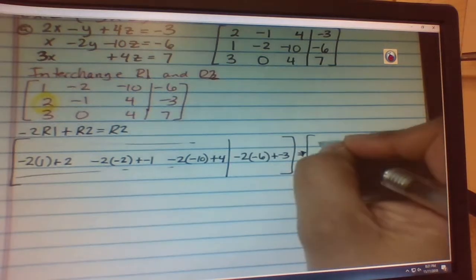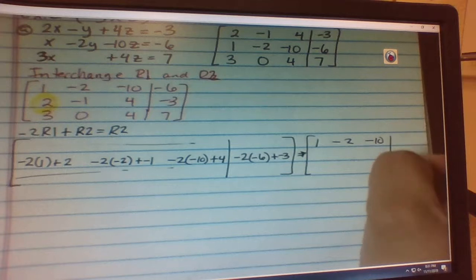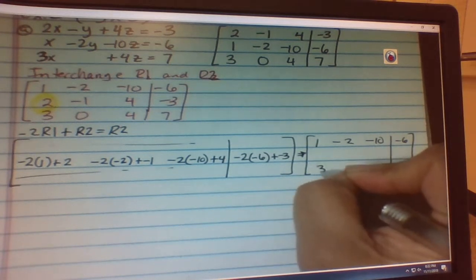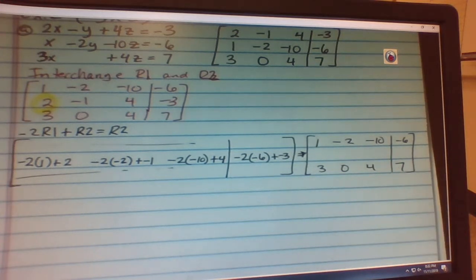So my first row did not change. My last row did not change. But my middle row is all going to change.